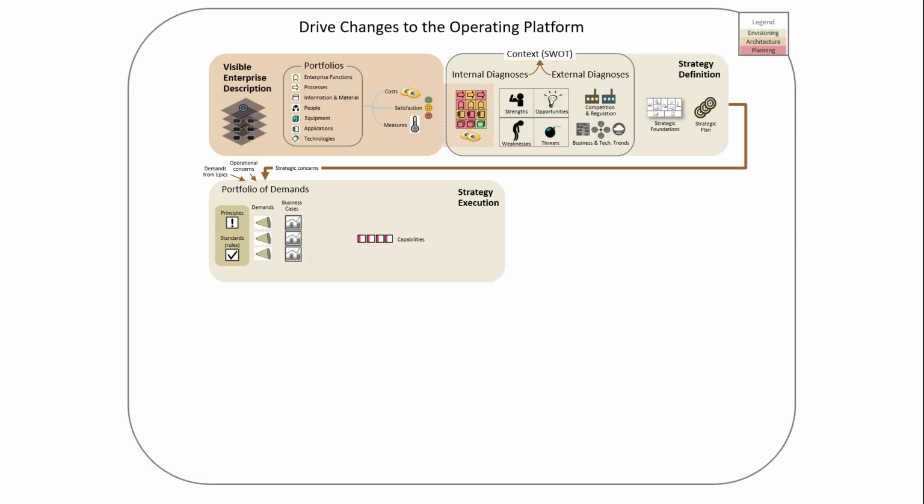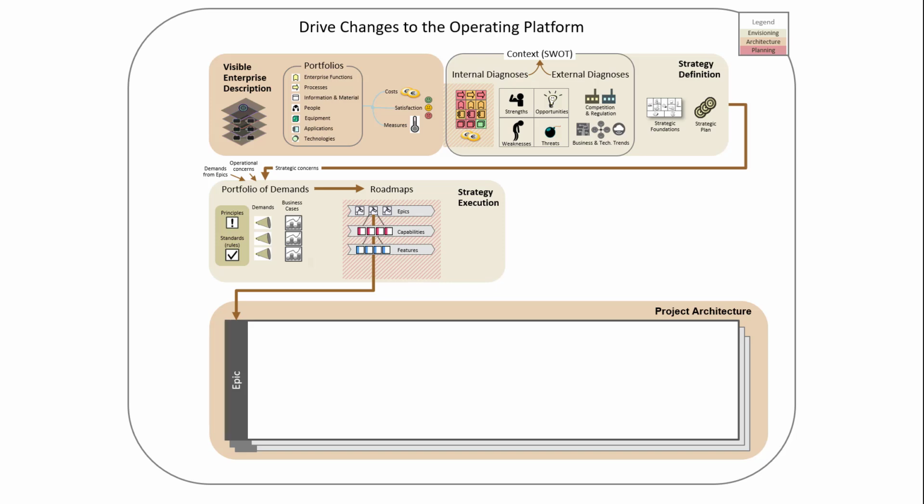Based on the strategy and demands, you define target capabilities. You identify the impact of these capabilities on your landscape. You might also need to decompose these capabilities into features. From there, you create capabilities roadmaps based on dependencies and priorities. You group capabilities into epics, like projects, that will deliver these capabilities.